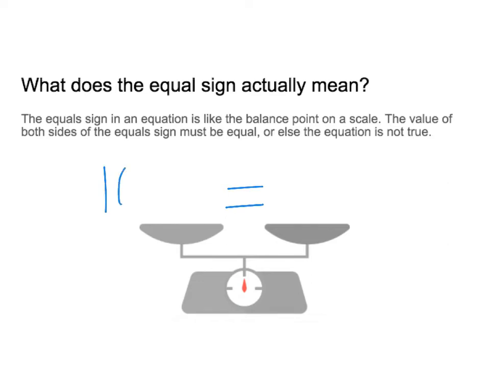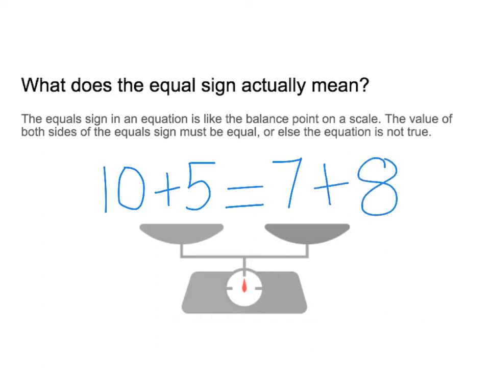So if you have 10 plus 5 on one side, and you want to have a 7 on the other, then you must also have an 8, because then both sides would have a total of 15, making the scale or the equation balanced. So that equal sign literally means both sides are the same.